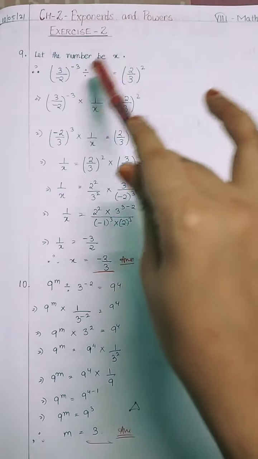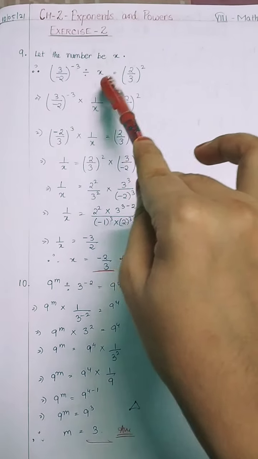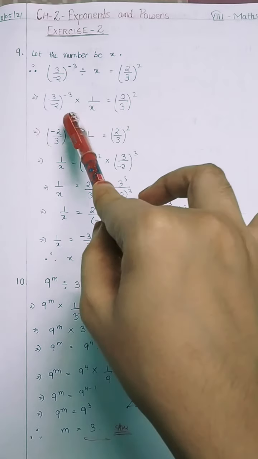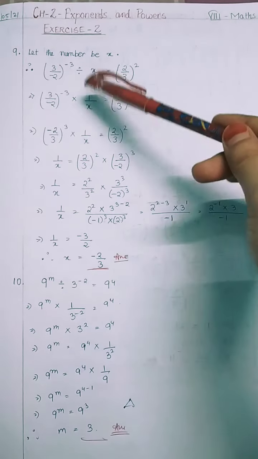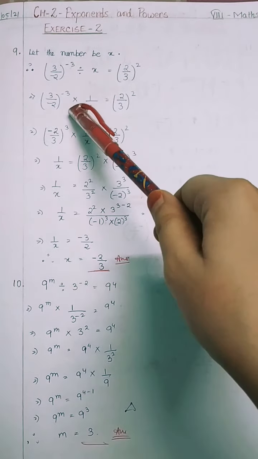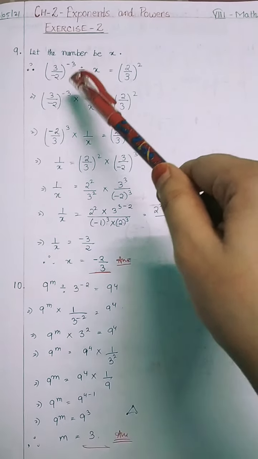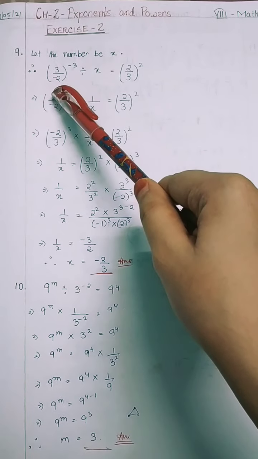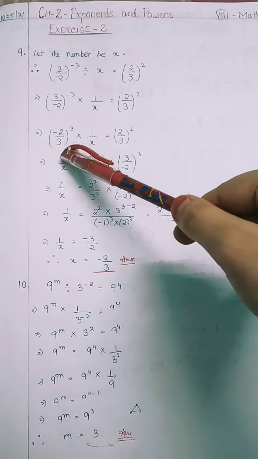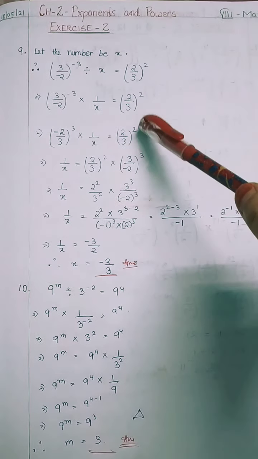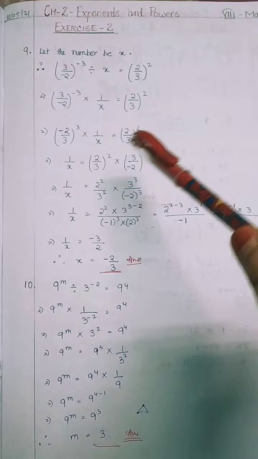Okay, so let the number again be x. So you'll put here divided by x. If division is changed into multiplication, this x will be reversed, so it will become 1 by x. After that, when you write this with the positive exponent, this number will be reversed. So it will become minus 2 upon 3 whole to the power 3 multiply 1 by x is equals to 2 by 3 whole square.